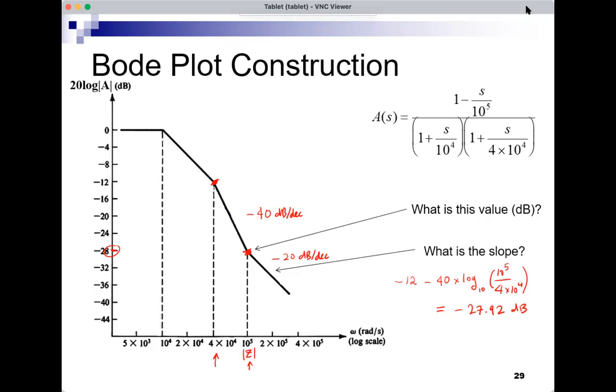If I want to approximate the actual Bode plot, I would do something like this. So it will be a curve that goes through here, maybe. This will be the approximate Bode plot, the blue curve that we had previously.